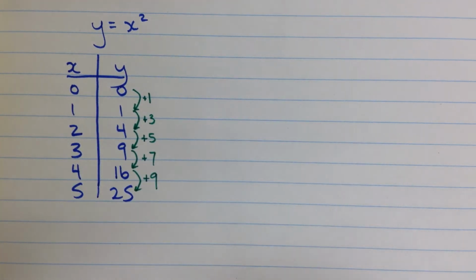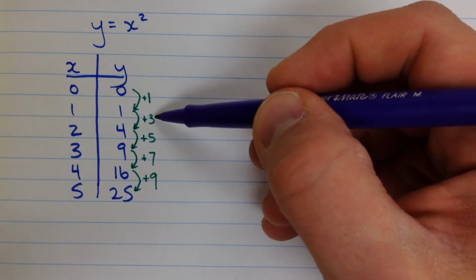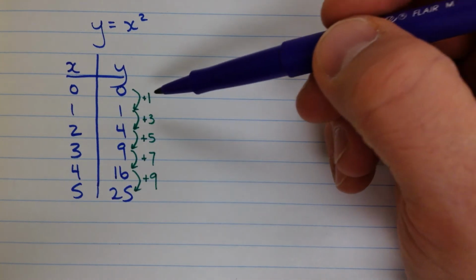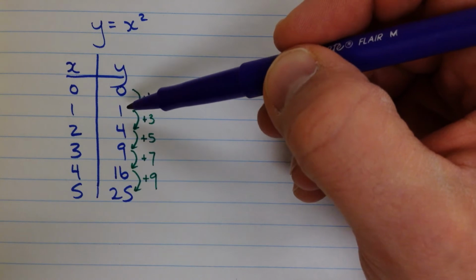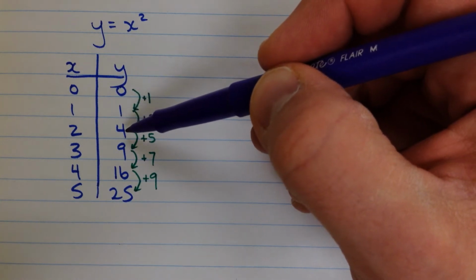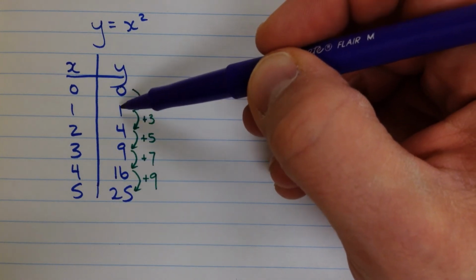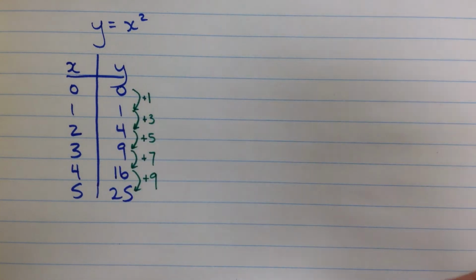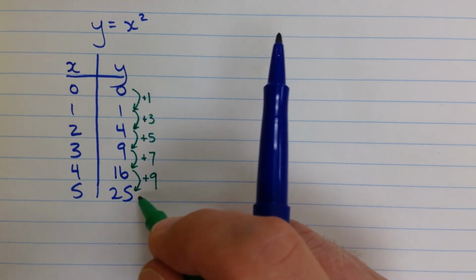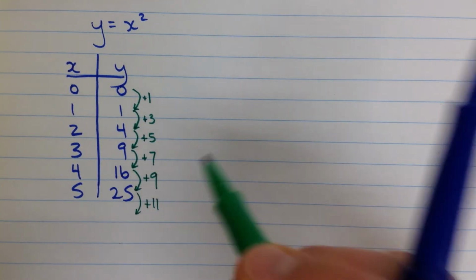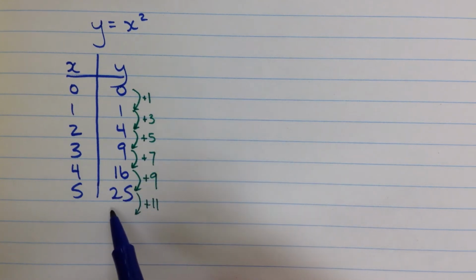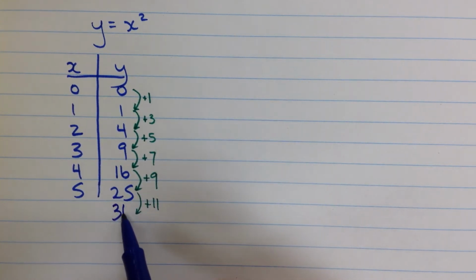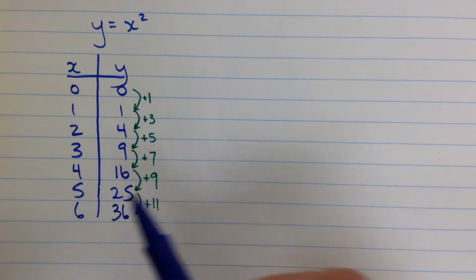And so do you see the pattern here? Each value here is increasing by 2 each time. To say that again, y is going up by 2 more each time than it did the previous time. It goes up by 1, 3, 5, 7, 9, and the next value is going to be going up by 11, which is 2 more than 9. 11 plus 25 is 36, which you can see is 6 squared.